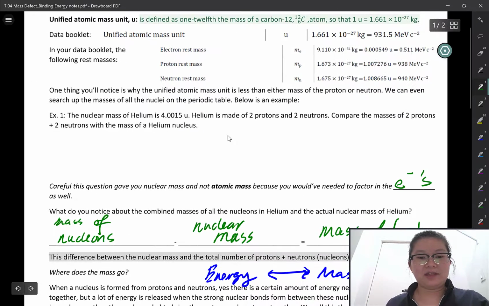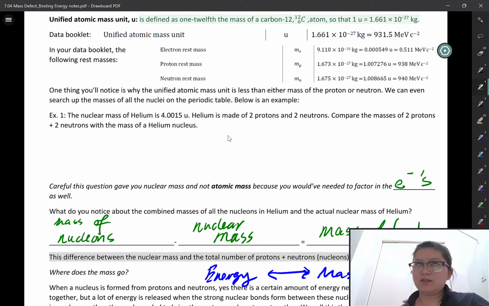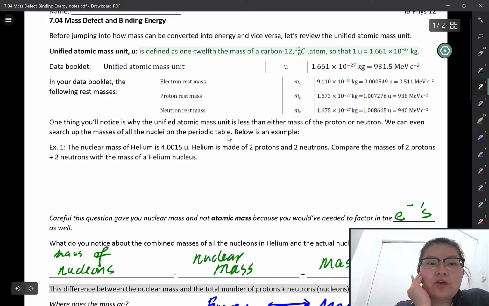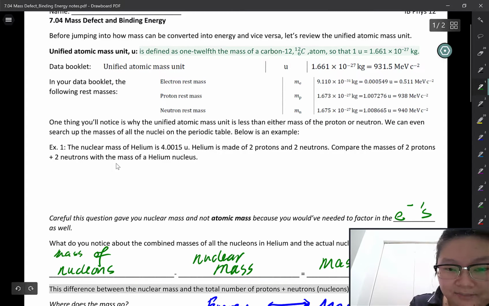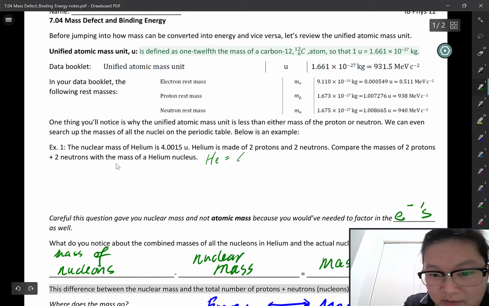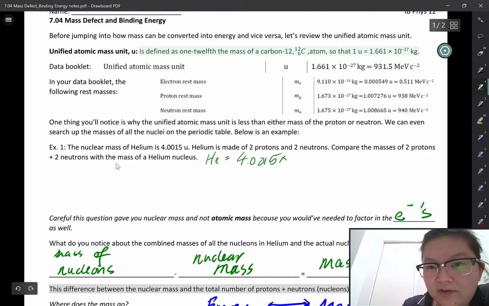The nuclear mass of helium, notice it's just the helium nucleus and not the atom, so no electrons are involved, is 4.0015 U, in which U is a unified atomic mass unit, which is given in your data booklet. We know helium is made of 2 protons and 2 neutrons, so what we're going to do is compare the masses of 2 protons and 2 neutrons separately versus the entire nucleus of helium. For helium, this is going to be 4.0015 times whatever the atomic mass unit is, and I put it up there for our convenience so you don't have to go back and forth to your data booklet.